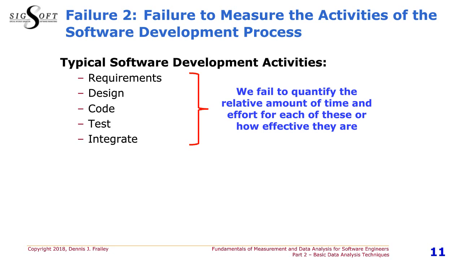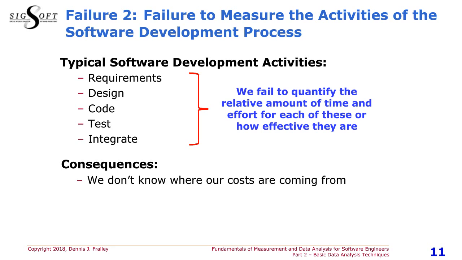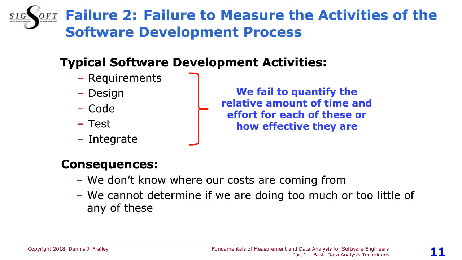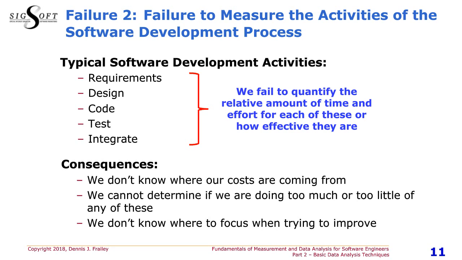And as a result, we don't fully understand where our costs are. We can't really, in a quantitative way, evaluate how well or how poorly we are doing these various things, or even whether doing too much or too little. And so when we're trying to make improvements, we don't necessarily know very well where to make improvements.